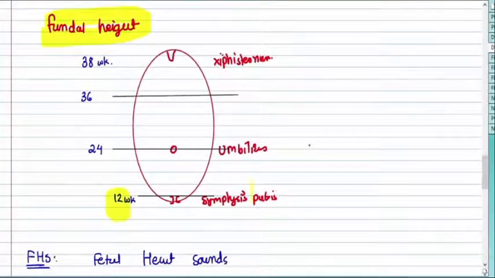At 12 weeks, it reaches the symphysis pubis. At 24 weeks, it reaches the umbilicus. At 38 weeks, the fundus goes up to the xiphisternum.